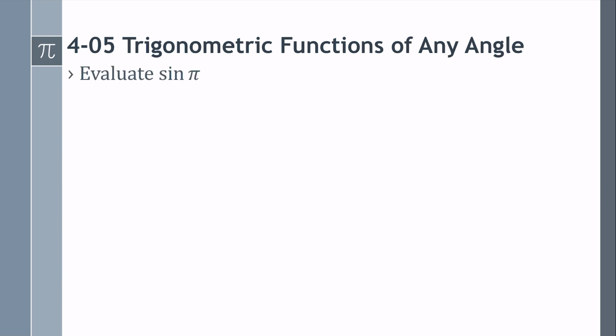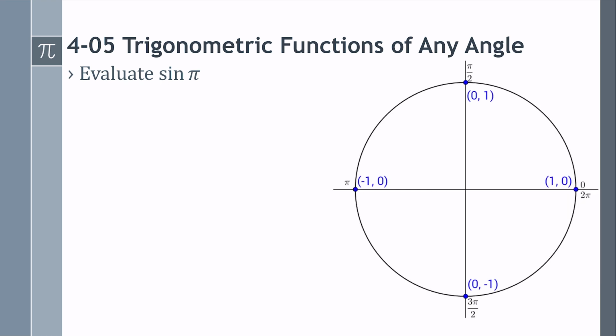Let's try another example. Let's evaluate sine of pi. Well, having a circle, these points are from the unit circle. Sine is y over r. So if I'm using this point, what's r? Well, the distance between 0, 0 and negative 1, 0 is 1. Feel free to use the distance formula if you want. The y is 0, the r is 1, 0 over 1 is 0. So sine of pi is 0.